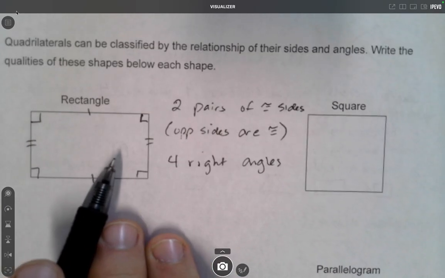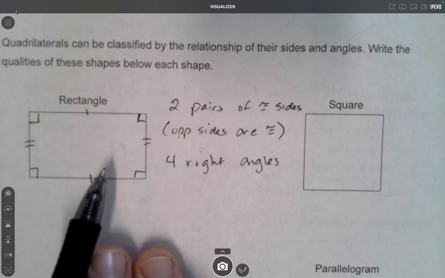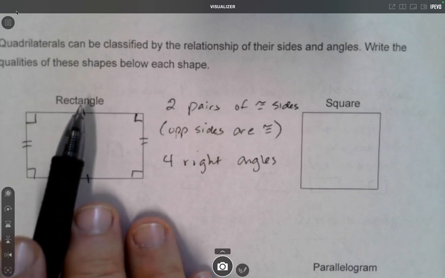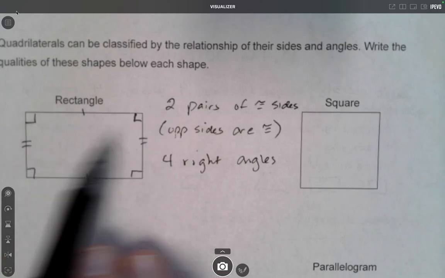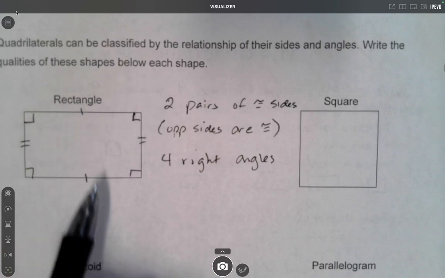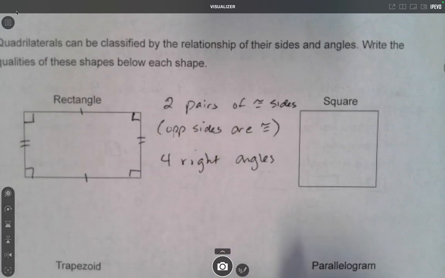Okay, and one thing I want to make clear, it is possible that all the sides are congruent, but that's not required. A rectangle is required to have its pairs of opposite sides be congruent. It's possible all 4 are congruent, but what's required is that this opposite pair is congruent and this opposite pair is congruent.